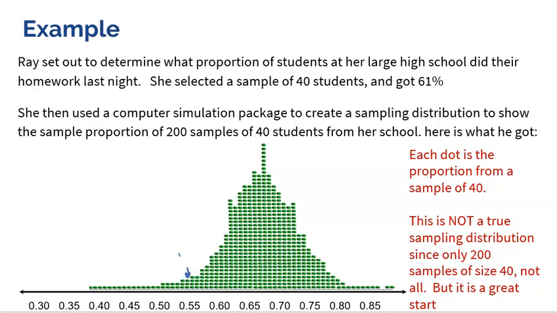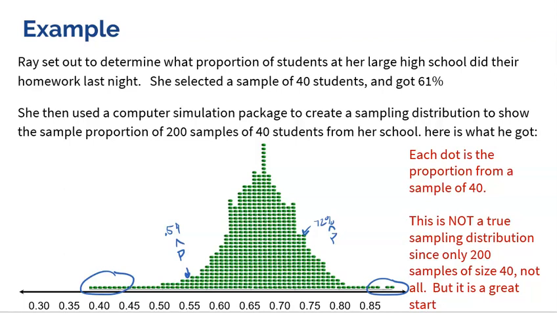For example, right here is a p-hat. Right around about 54% of kids in that sample did their homework. Here's a sample right here, which is right about, I don't know, maybe 72% of kids in that sample did their homework. But again, every single one of these dots represents a p-hat. Now, look at the shape. It's normal. Very few samples came back low. Very few samples came back super high. Most samples came back right around 67%, somewhere right around there.